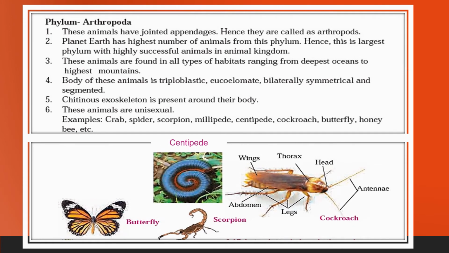Students, now the sixth phylum is phylum Arthropoda, and the animals in phylum Arthropoda have jointed appendages, hence they are called arthropods. Planet Earth has the highest number of animals from this phylum. Hence, this is the largest phylum with highly successful animals in the animal kingdom. These animals are found in all types of habitats, ranging from the deepest oceans to the highest mountains. The body of these animals is triploblastic, coelomate, bilaterally symmetrical and segmented. A chitinous exoskeleton is present around their body, and these animals are unisexual. For example, crab, spider, scorpion, millipede, centipede, cockroach, butterfly, honeybee, etc.